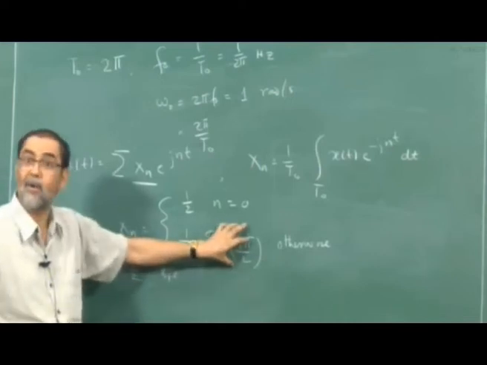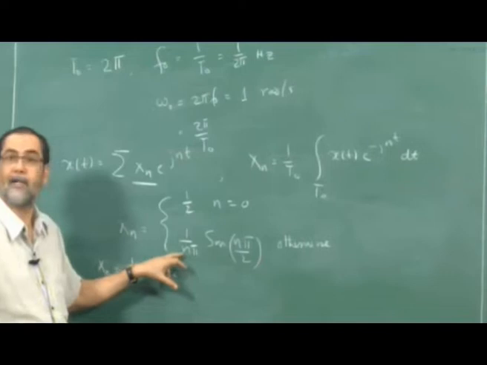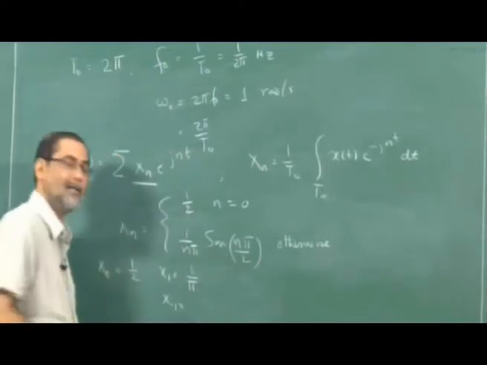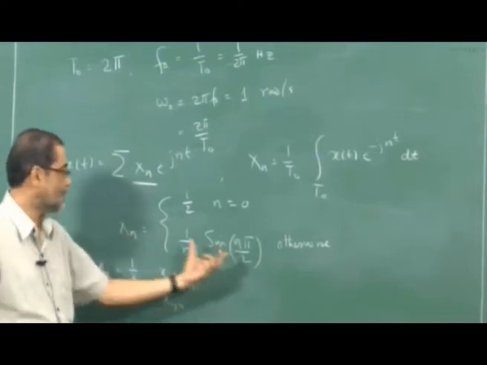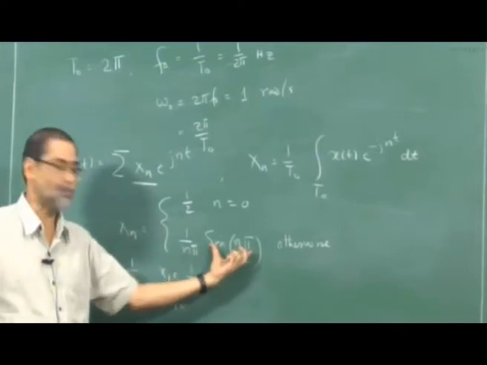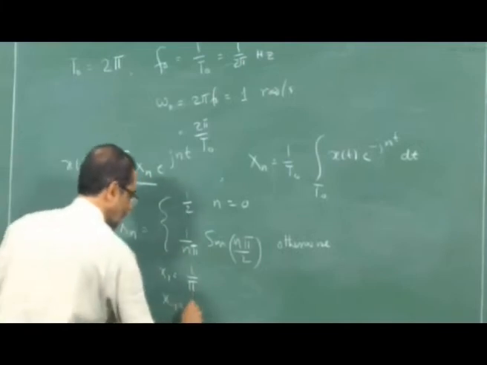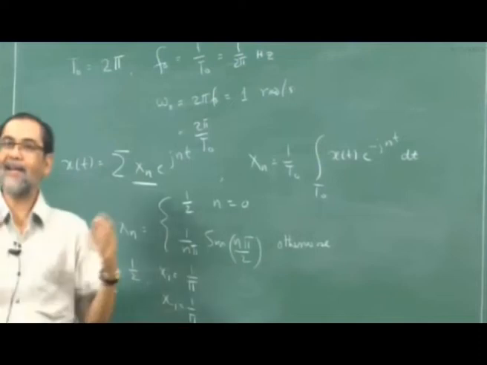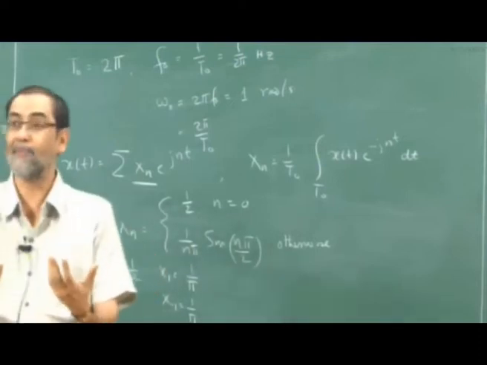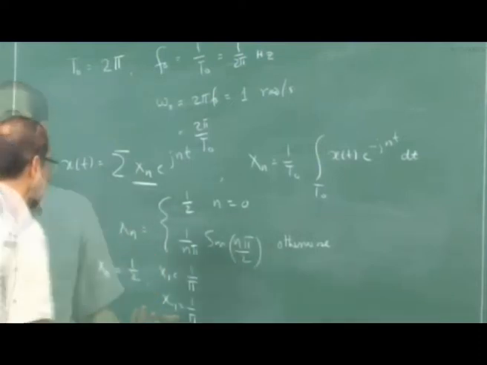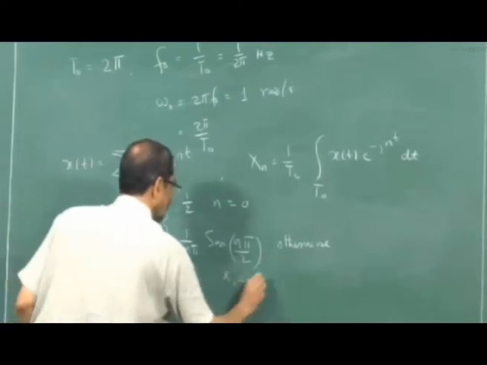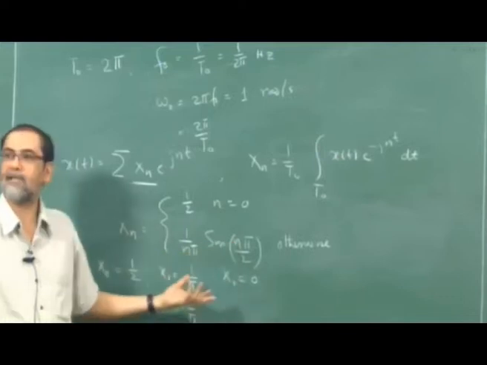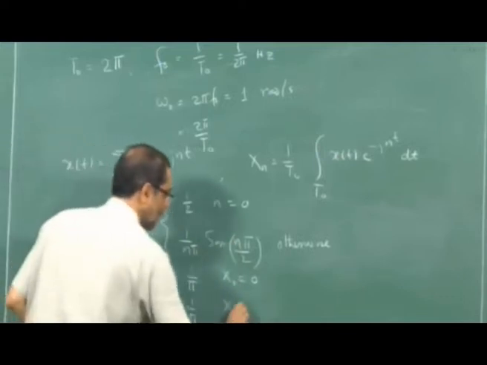X1, n equal to 1. So this is 1, numerator is 1, denominator is pi, so it is 1 by pi. Similarly x minus 1, n is minus 1, so sin minus pi by 2 is minus 1, there is a minus 1 here, so it is again 1 by pi. So both x1 and x minus 1 are 1 by pi. Unlike the previous example where xn was complex, here xn is real, and x2 is 0 because you substitute n equal to 2, so sin pi is 0. Similarly x minus 2 is 0.